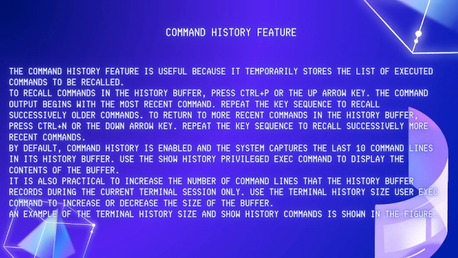Repeat the key sequence to recall successively more recent commands. By default, command history is enabled and the system captures the last 10 command lines in the history buffer. Use the show history privileged EXEC command to display the contents of the buffer. It is also practical to increase the number of command lines that the history buffer records during the current terminal session only. Use the terminal history size user EXEC command to increase or decrease the size of the buffer. An example of the terminal history size and show history commands is shown in the figure.